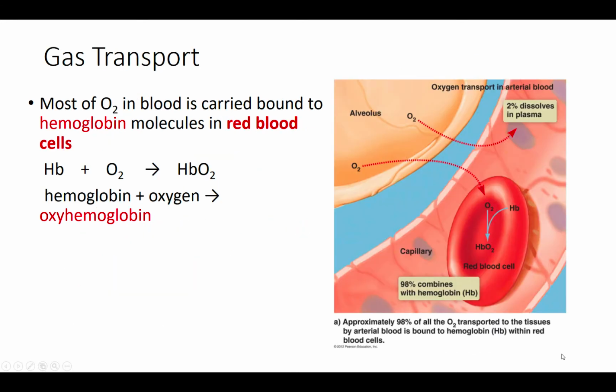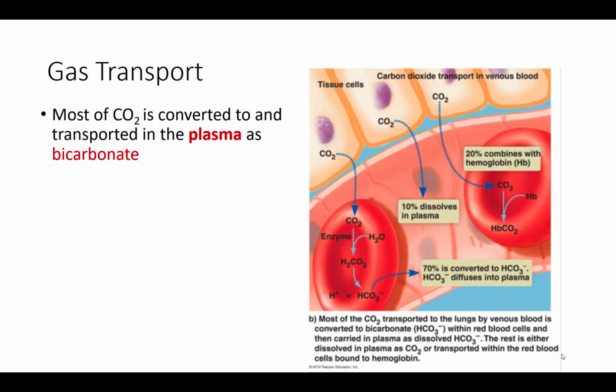Gas transport: how gases are transported through the circulation. Oxygen usually binds to hemoglobin within the red blood cells, making oxyhemoglobin, and the blood is called oxygenated blood at this point. While carbon dioxide is usually converted into bicarbonate and transported through the plasma part of the blood, not through the red blood cells.